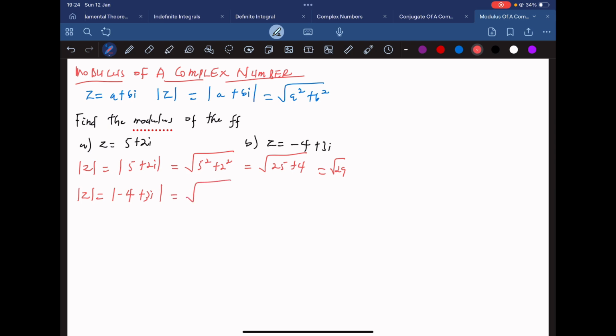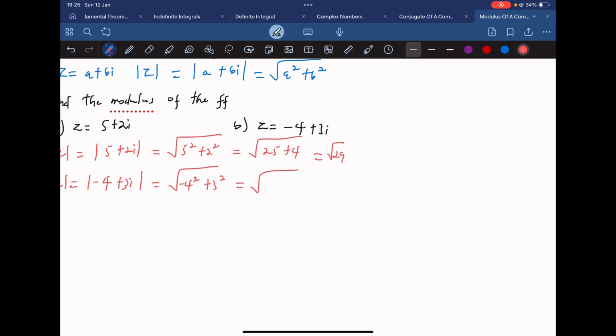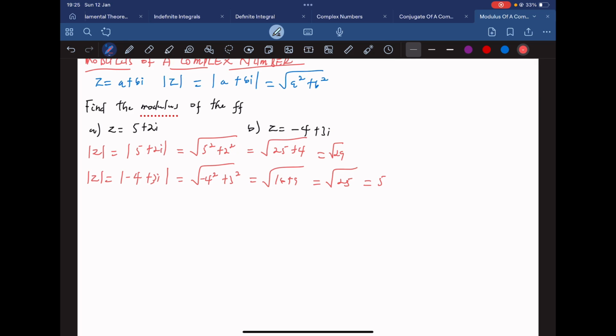And in this case, we have the square root of negative 4 squared plus 3 squared. Note that negative 4 squared is the same as negative 4 multiplying negative 4, which is negative will cancel out negative, so you have positive 16. Don't make the mistake of writing negative 16 instead of positive. So this simplifies to the square root of positive 16 plus 9. 16 plus 9 is 25, and square root of 25 is 5. So the modulus over here for b is 5.